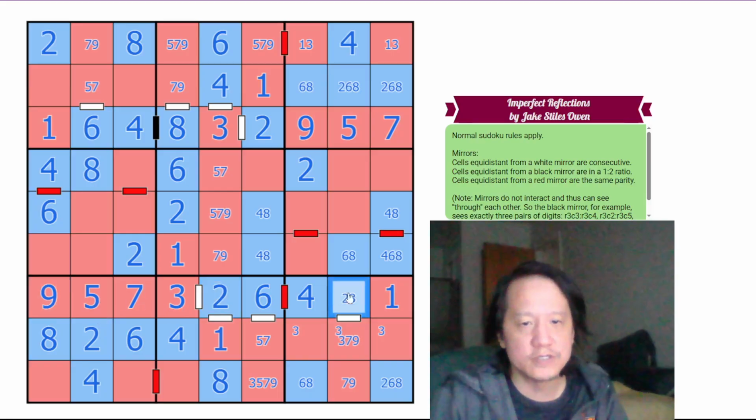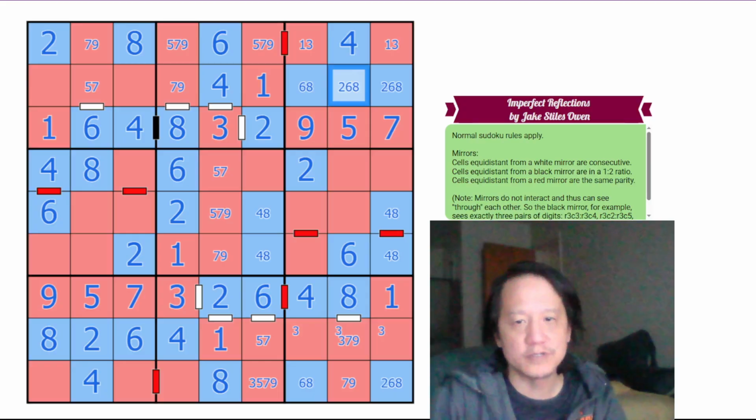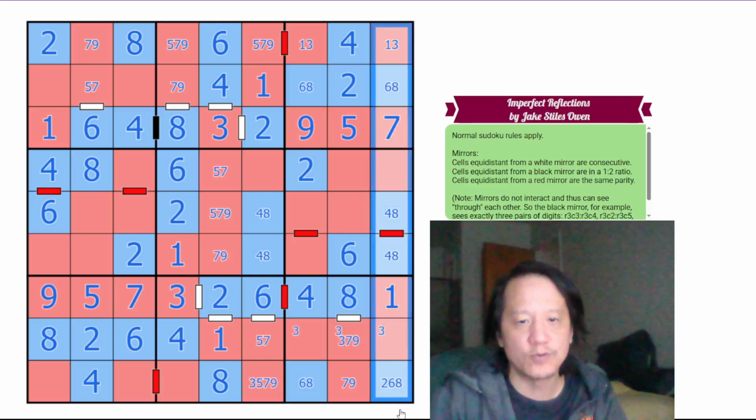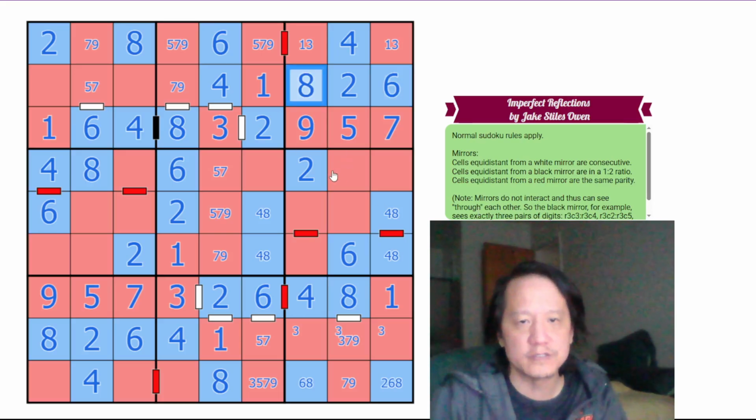So 2 is consecutive, this makes that an 8, which makes that a 6. This can't be 6 anymore. This can't be 6 or 8, so it's 2. So that's no 2 there. We have a 4, 8 pair in column 9, which eliminates 4 and 8 in the rest of the column. This can't be 8. This is 6, which makes this 8, which makes this 6. And this 4, 8 pair eliminates 8 here, and the 6 eliminates 6 here, so this is 2.